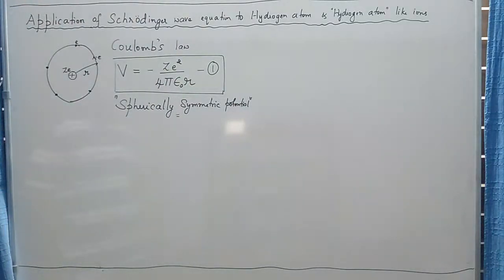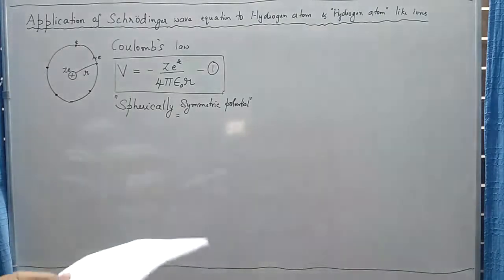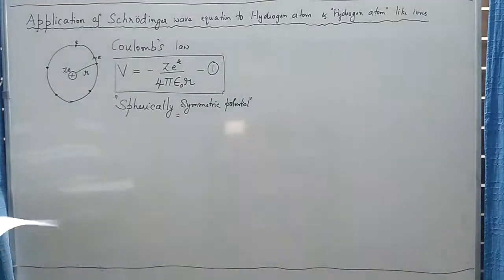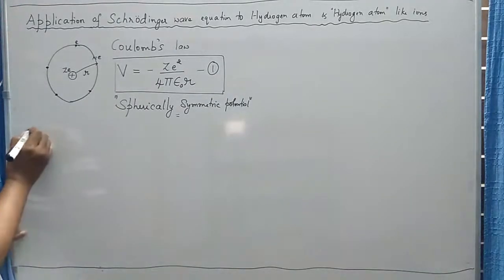Now let us apply the Schrodinger wave equation. Unlike Bohr's model, the quantum mechanical model is a three-dimensional model of the hydrogen atom. The electron is revolving around the nucleus in three-dimensional space, in some sort of spherical orbital. So it is very apt or proper to use a three-dimensional Schrodinger wave equation. So let us first write the general three-dimensional Schrodinger wave equation.